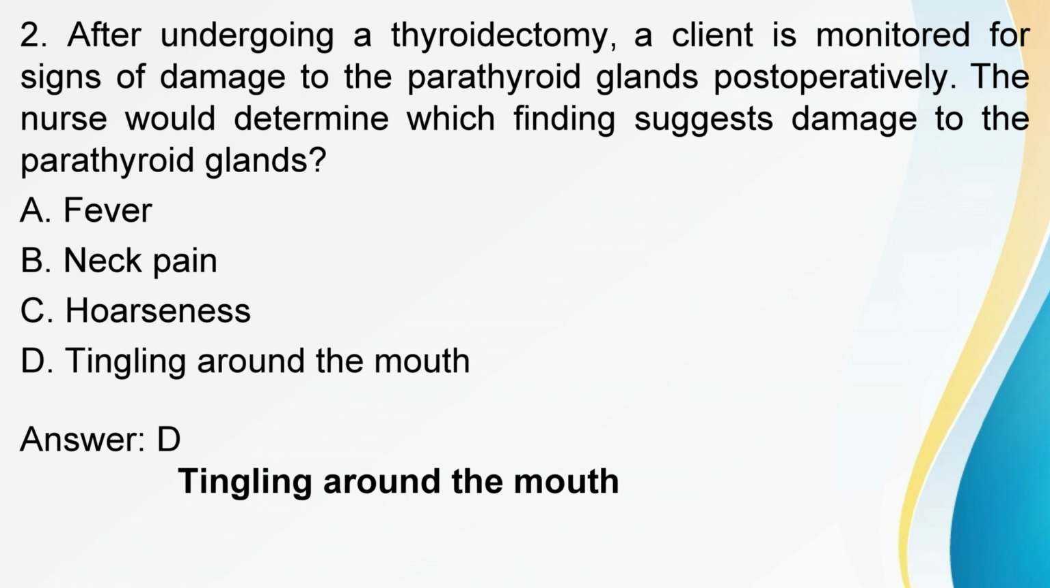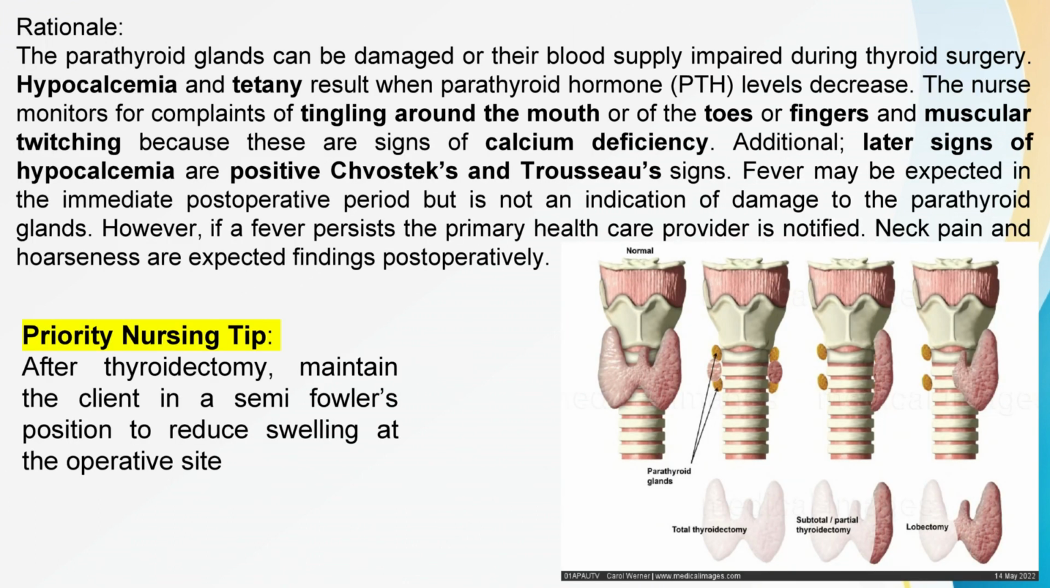Answer: letter D. Tingling around the mouth. The parathyroid glands can be damaged or their blood supply impaired during thyroid surgery. Hypocalcemia and tetany result when parathyroid hormone, PTH, levels decrease. The nurse monitors for complaints of tingling around the mouth or of the toes or fingers and muscular twitching because these are signs of calcium deficiency. Additional, later signs of hypocalcemia are positive Chvostek's and Trousseau's signs.